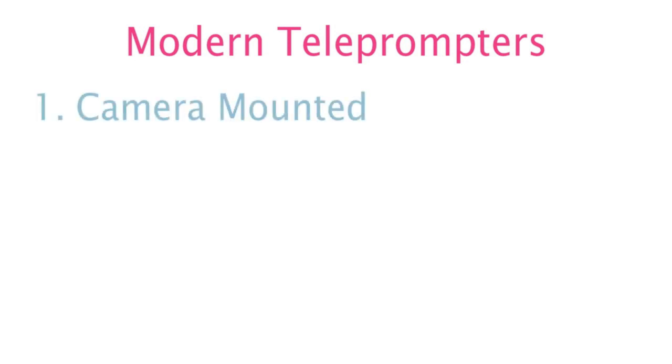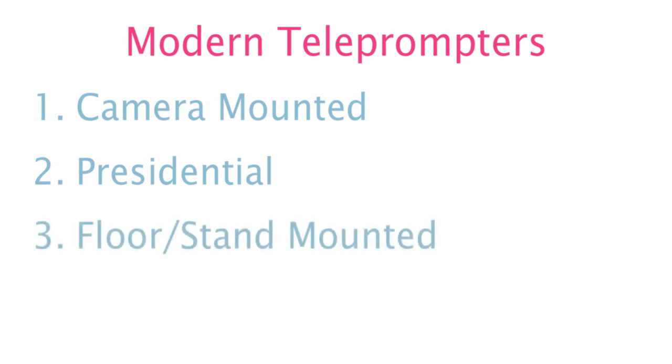Now, the reason I've given you this history lesson is that in doing so, you've hopefully already learned most of what you need to know about how teleprompters work and about the two dominant types of modern teleprompters, and that is to say, camera-mounted and presidential teleprompters. The third type of teleprompter is only a teleprompter in the strictest sense of the word, and if anything is the modern equivalent of the original freestanding teleprompters, and that is a floor or stand-mounted prompter.